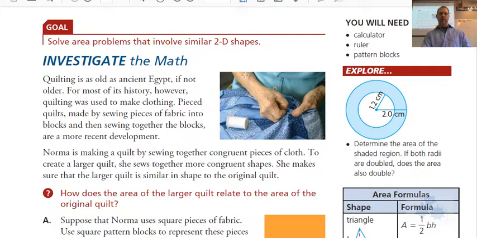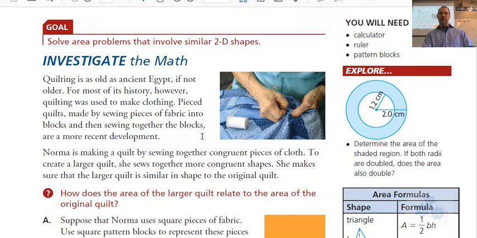All right. So, quilting is as old as ancient Egypt, if you didn't know that. I'll have to tell my wife that. She's a major quilter. For most of its history, however, quilting was used to make clothing. Pieced quilts made by sewing pieces of fabric into blocks and then sewing them together is a more recent development.